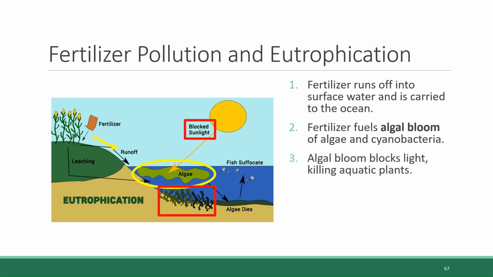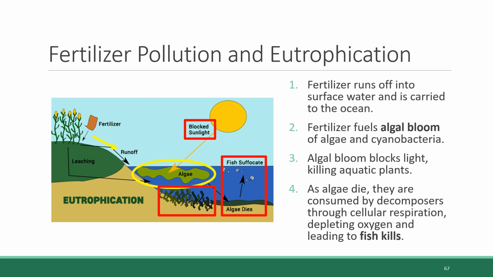And these blooms become so dense that they block sunlight from penetrating the water and reaching aquatic plants like seaweed that rely on it, which kills them. And then when those algae die, they get consumed by decomposers in the ocean who use cellular respiration to break down their organic molecules for energy and consume oxygen in the process, which depletes oxygen from the water and suffocates the marine animals, causing what are called fish kills, which is a mass death of fish from suffocation after an algal bloom.